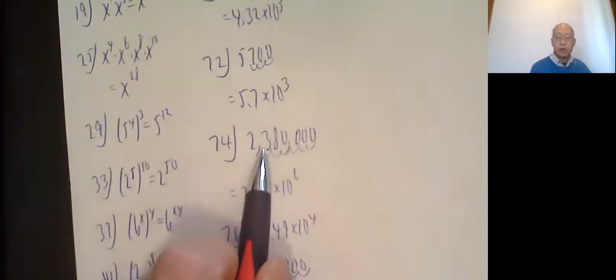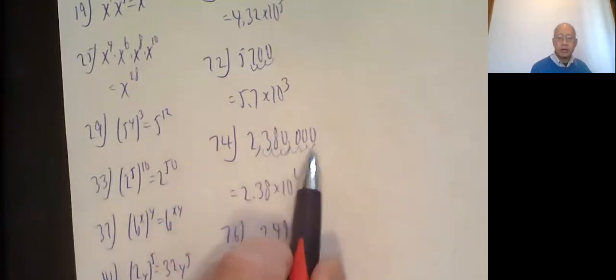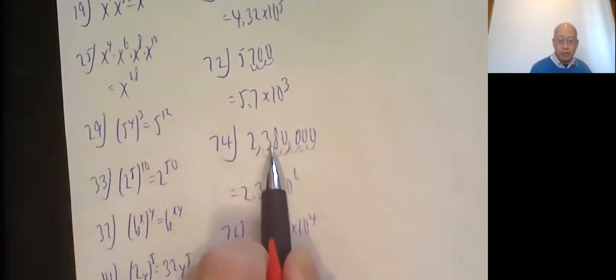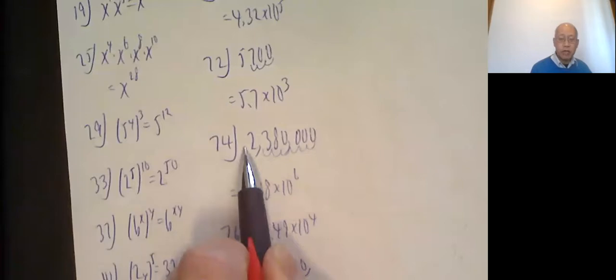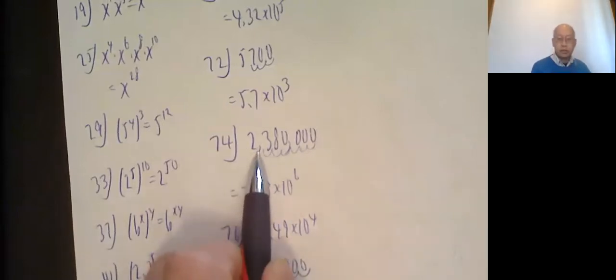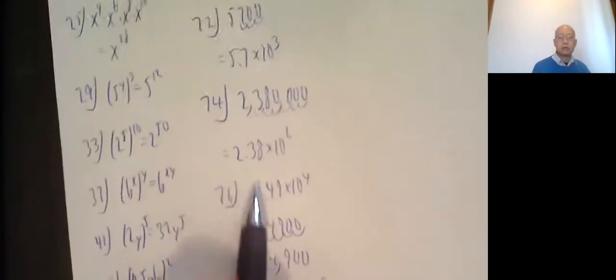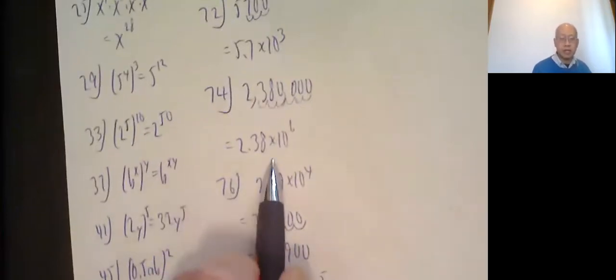Okay, 74. 2,380,000. If I move the decimal right here, it would be 2.38. I need a number between 1 and 10. If I came over here, that's 23.8. That's too big. If I came over here, that's 0.238. That's too small. So you want something between 1 and 10. So this is the spot. That's 1, 2, 3, 4, 5, 6 spaces. So 2.38 times 10 to the 6th power.